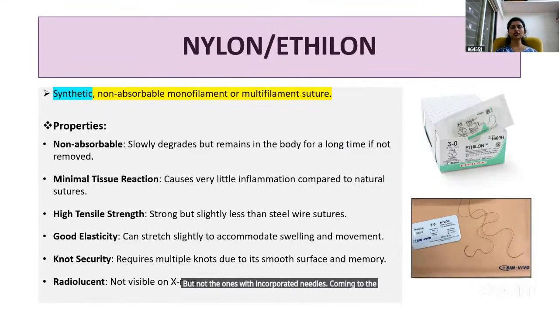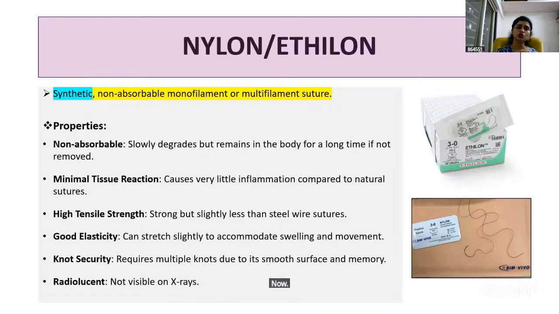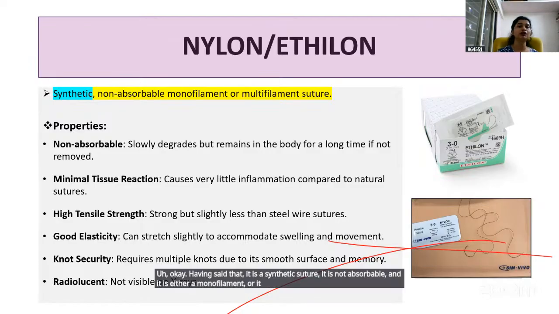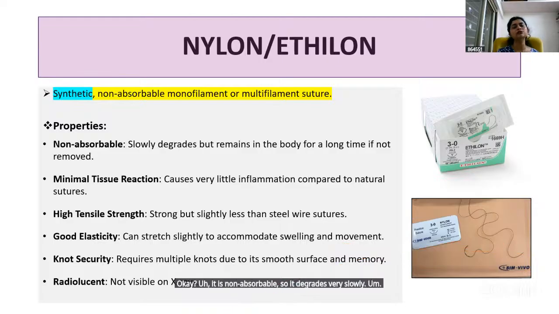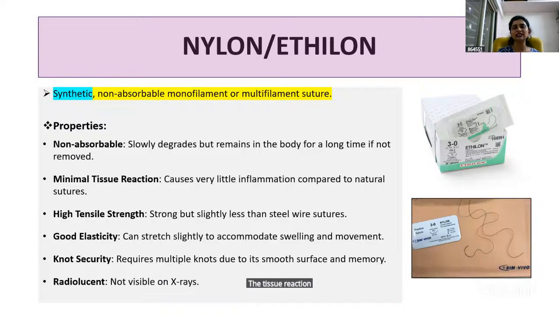Coming to the next suture, that is nylon or ethylon. We used to very commonly use nylon sutures for extraoral suturing, very commonly used in casualties. It is a synthetic, non-absorbable suture, either monofilament or available in multifilament form. It degrades very slowly, but it is going to remain in the body for a longer time if it is not removed. The tissue reaction is minimal, next to nil. The tensile strength is very, very good.